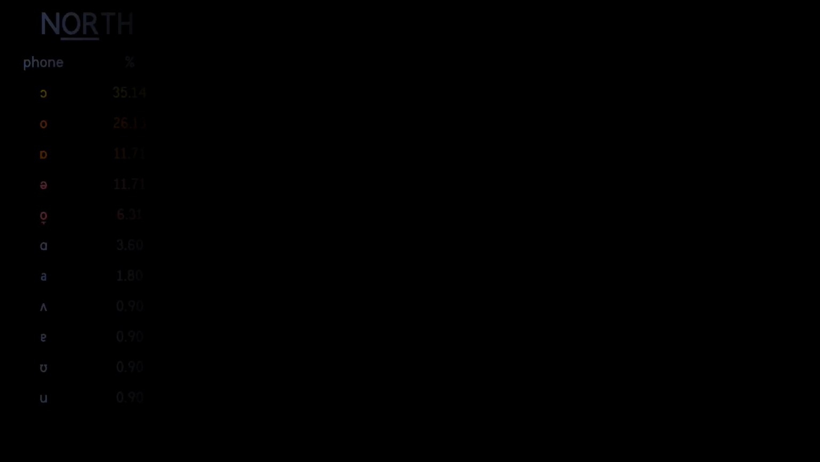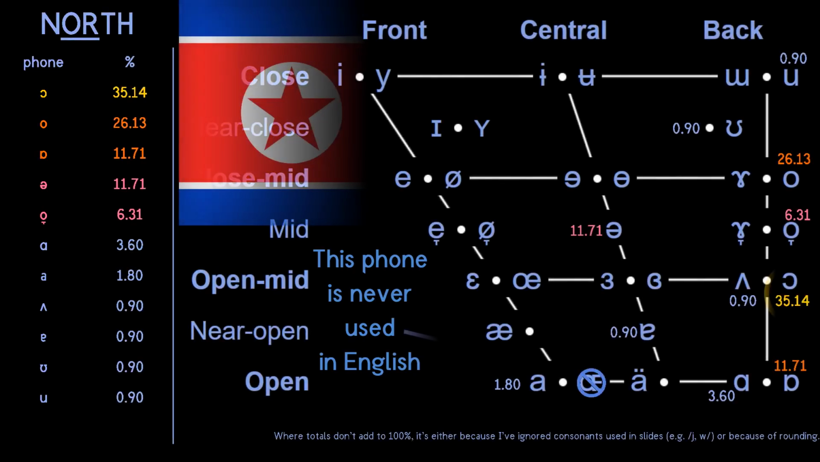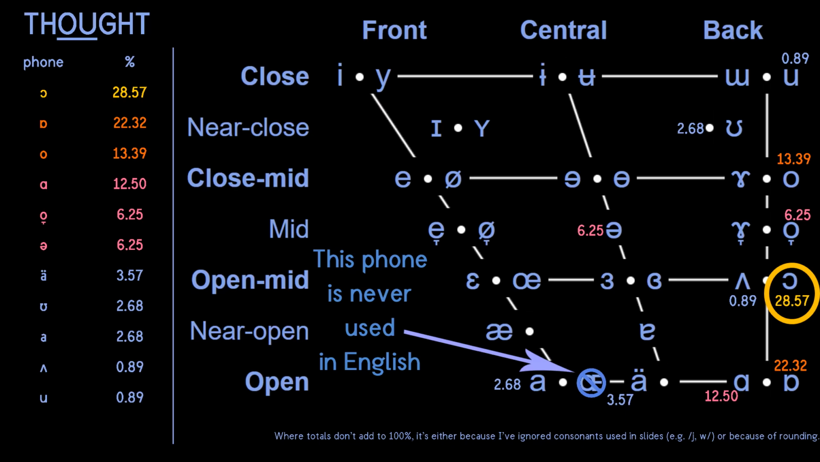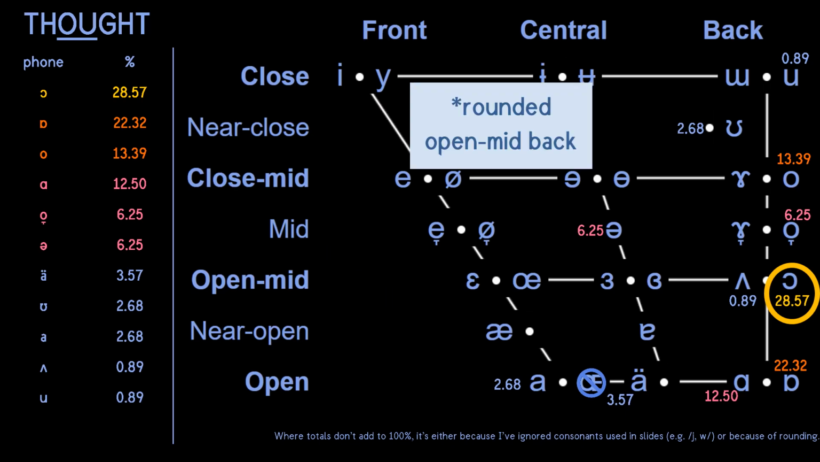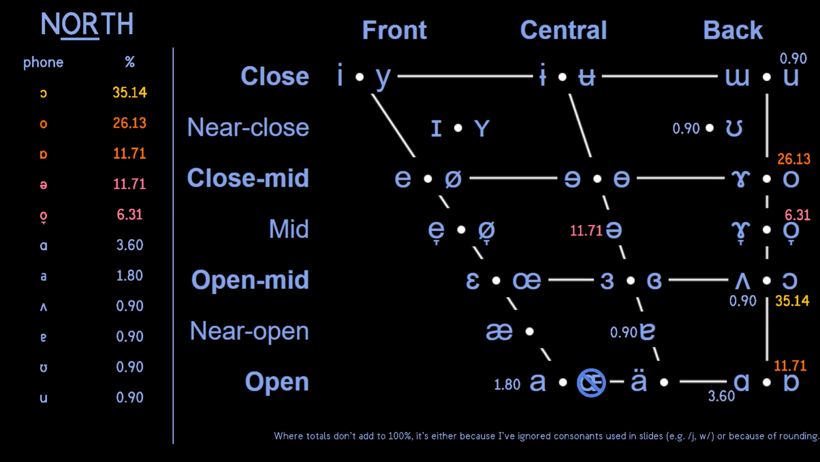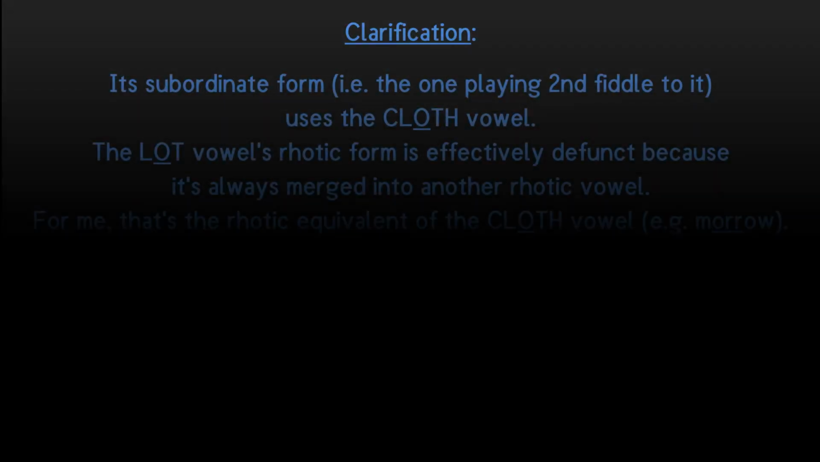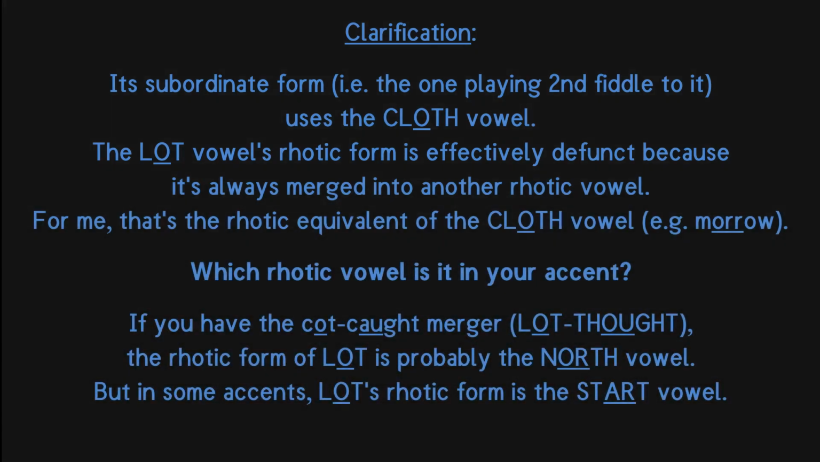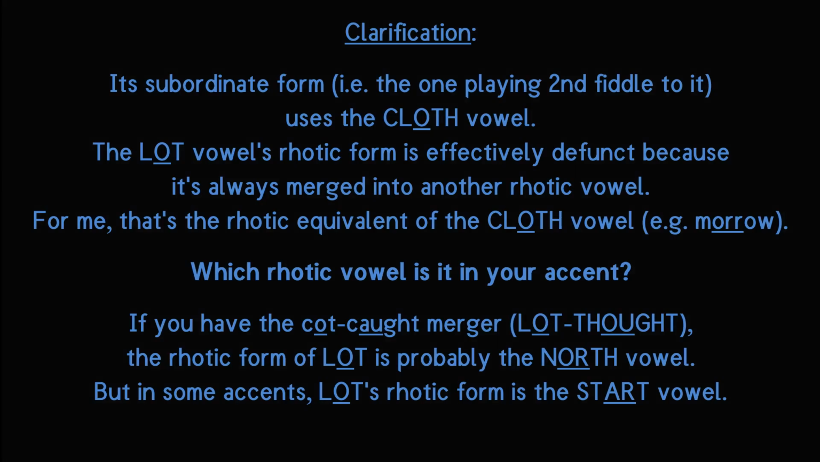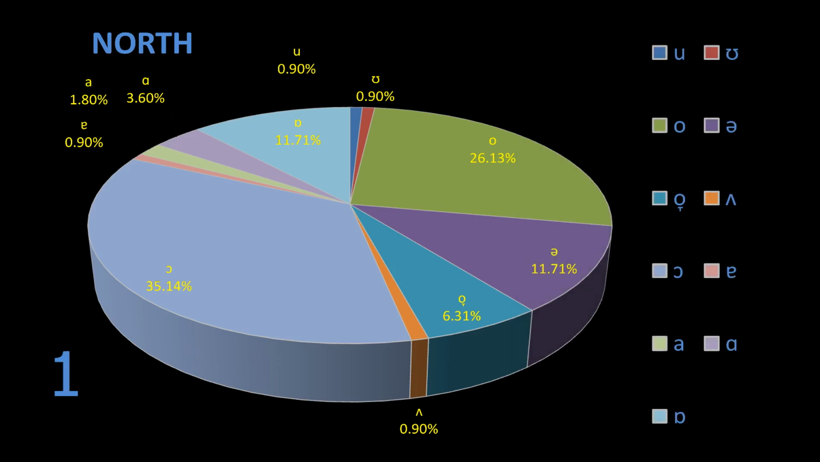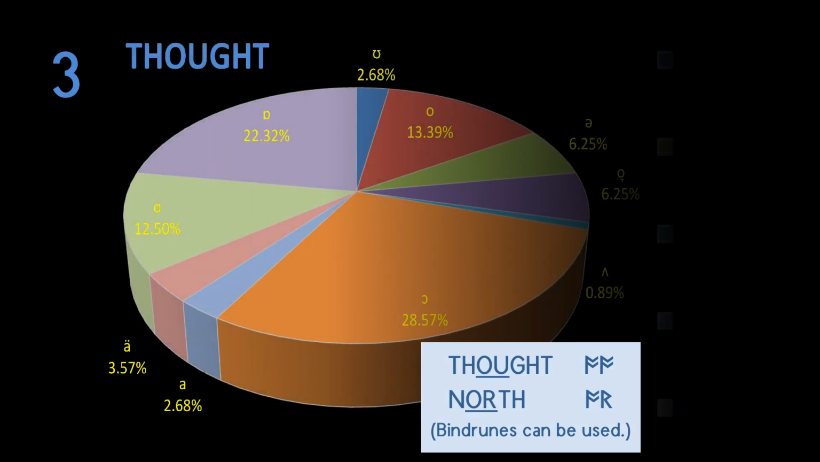Next we have the north vowel. Note how it compares to the thought vowel. Despite the rhotic vowel being a bit more closed, they both give the golden phone to the open mid-back vowel. The rhotic form is also more likely to slide. This vowel is used in the word horse, as in the animal. Its short or lax equivalent may either use the cloth or lot vowel followed by as in orange or morrow.